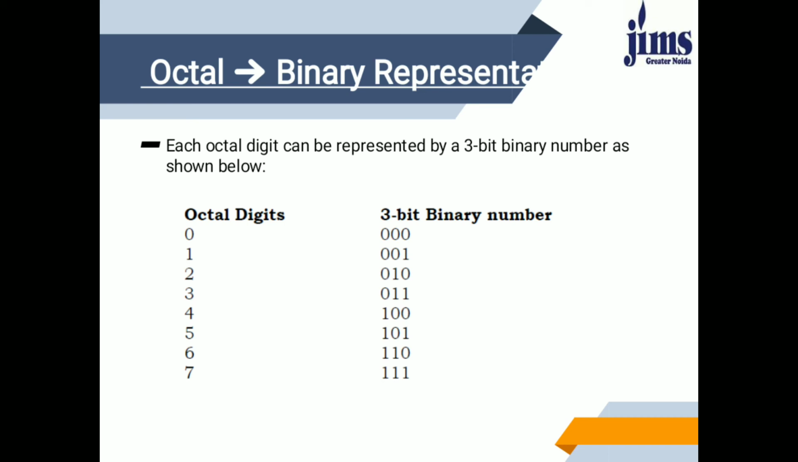Like 7 in octal is represented by 111 in binary. So we can write it simply. We do not need to convert that binary number into decimal. Then again, we do not need to follow these steps to convert that decimal number into octal. We can simply use the coded form represented here.